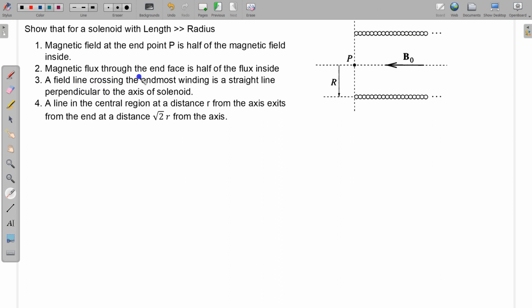And third, a field line crossing the endmost winding is a straight line perpendicular to the axis. It is crossing something like this, going like this, perpendicular to the axis. This is the axis of the solenoid. A line in the central region at a distance r from the axis. Suppose this is a magnetic field line here, which is at a distance r. When it exits, at exit it is at a distance √2 r from the axis. It exits somewhere here. So it starts from here and goes like this, and this distance will be √2 times r from the axis.